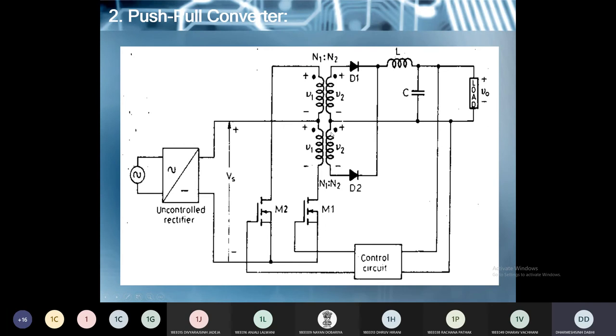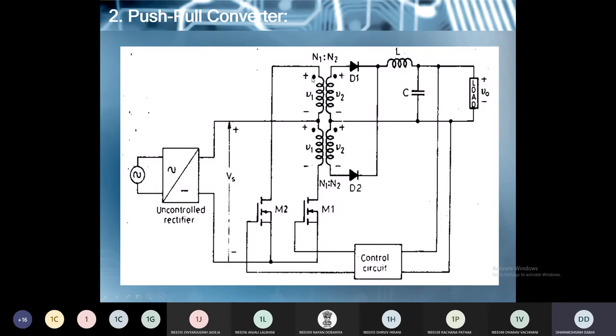So now current is flowing from this secondary winding, here positive, here negative. This high frequency AC is converted to DC by using this D2 diode, which is acting as a rectifier, and current is flowing from D2 through the LC filter and load, and then to the negative of this secondary winding. Again, repeat.